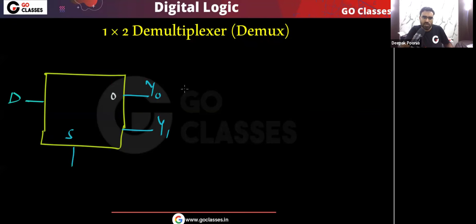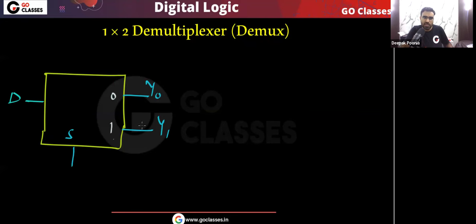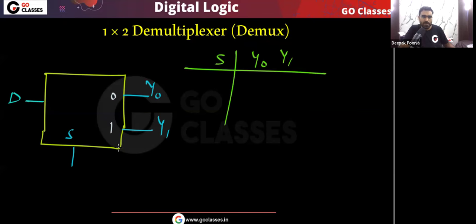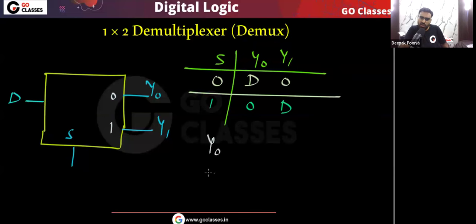When s is 0, the output line y0 will be activated, and y0 will be equal to d. And when s is equal to 1, the output line y1 will be activated, and this data will go on output y1. Very simple. Here I can make the truth table: s, y0, y1. When s is equal to 0, y0 will be equal to d, and the remaining output will be 0. When s is equal to 1, this data will go on y1, so y1 will be equal to d, and the remaining output lines will be 0. That's it. This is the behavior of a demultiplexer. You can write the equation for y0, and you can write the equation for y1.